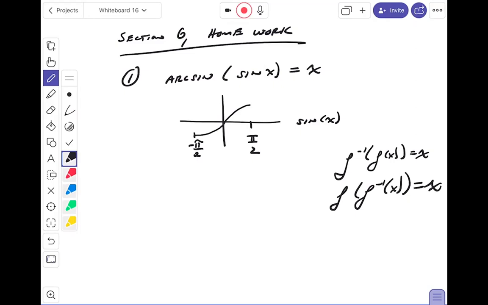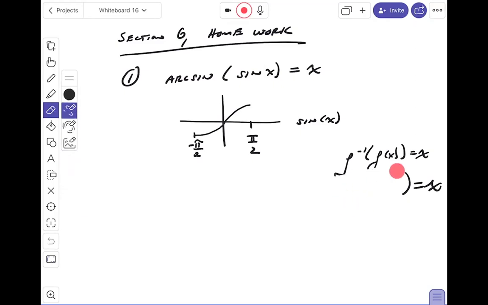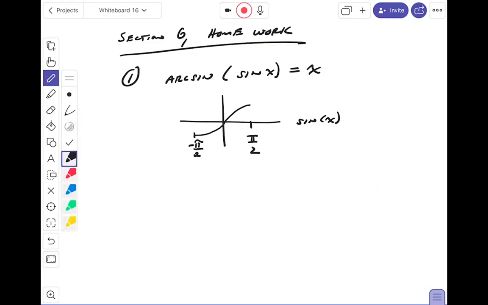By the way, that's only true on the invertible region. We get the eraser out. That's a little review of what you did in Math 119. Erase this over here. And so this is only going to be true on the invertible region. Well, what is the invertible region? It's between minus pi over 2 and pi over 2.